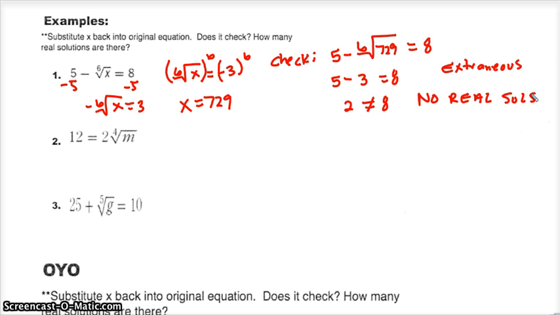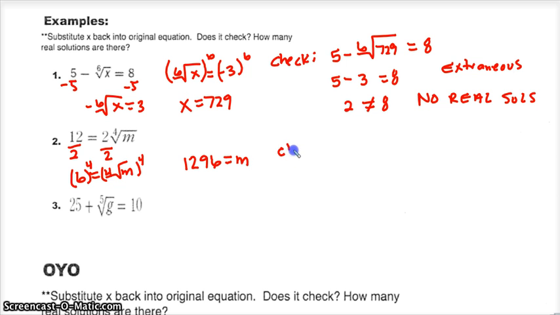Let's look at example number 2. To solve, I'll divide both sides by 2, and I get 6 equals the 4th root of m. To undo the 4th root, I'll raise both sides to the 4th power. I get 1296 equals m.